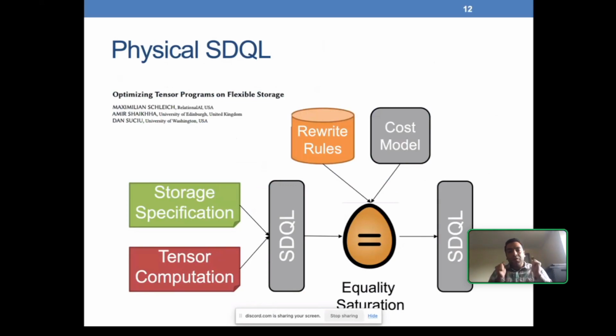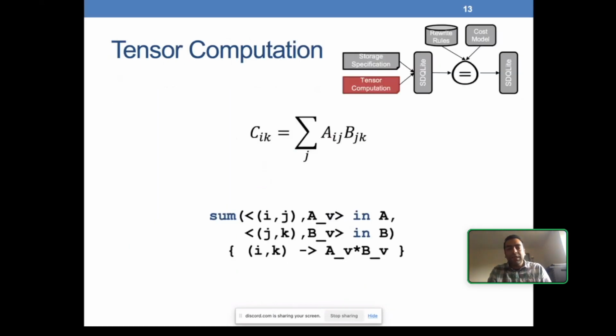So we are going to combine the programs that result from these two components, and then we throw in a bunch of rewrite rules and use an optimization technique known as equality saturation in order to optimize the program. So let me tell you at a high level.